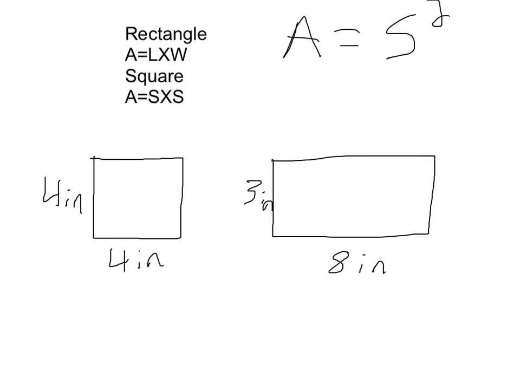So that might be the other way that you see it written. So if you see that, don't let that confuse you. That's the other way of writing it. So we're going to start off with the square here that is 4 inches by 4 inches.